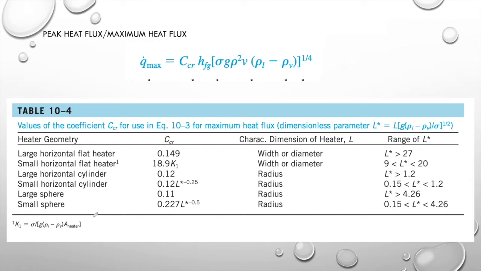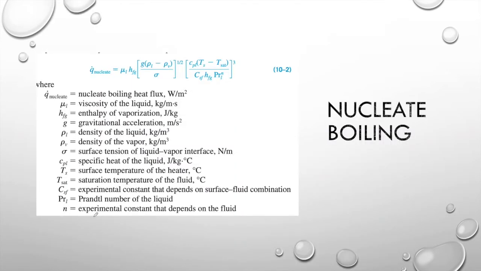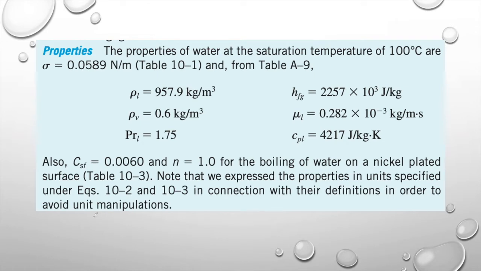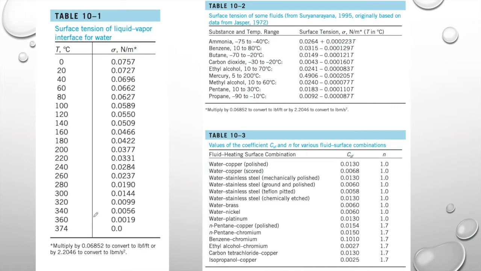Before we determine the C_CR value, you have to find the properties of h_fg, rho liquid and rho vapor, and the surface tension. You will refer to all these properties at T saturation. The properties of water at saturation temperature 100 degrees Celsius are, for the surface tension, you will refer to table 10.1.